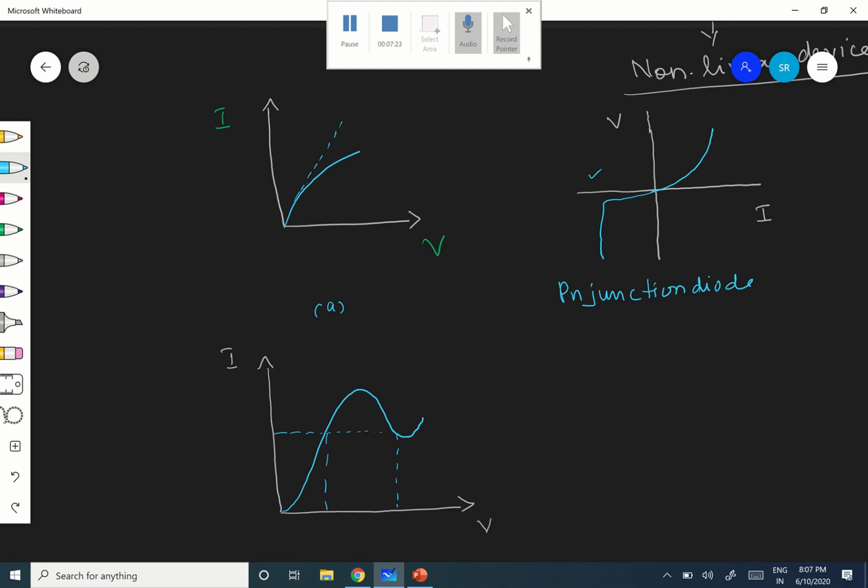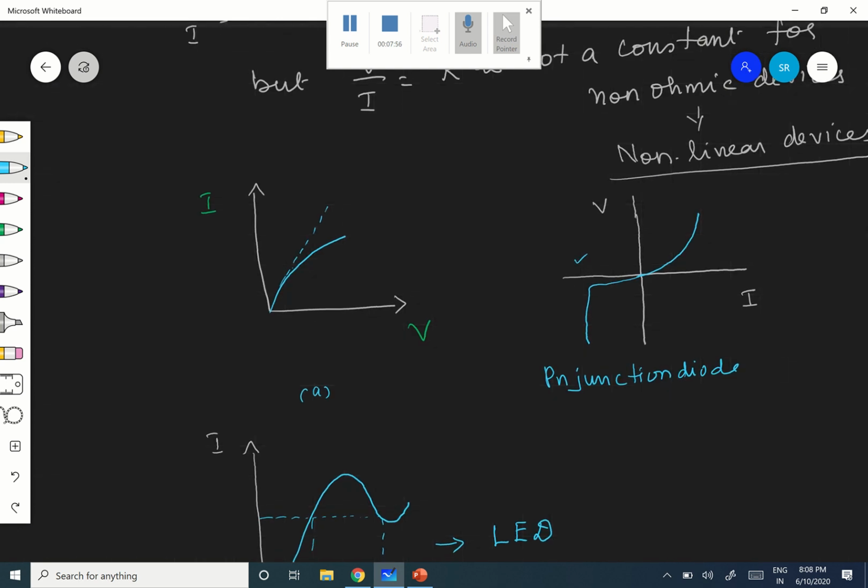This is not possible in the case of ohmic devices. So what is this? It is a light emitting diode, LED. Are you following? So these are about ohmic and non-ohmic devices, right? An LED is also a semiconductor, made up of semiconductor, gallium arsenide. So these are the best example for non-ohmic devices, where Ohm's law is not valid.